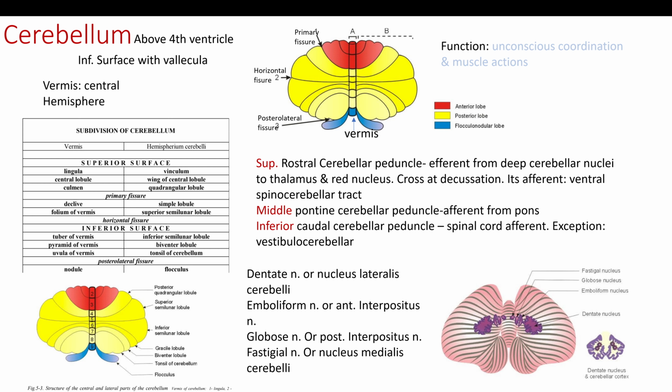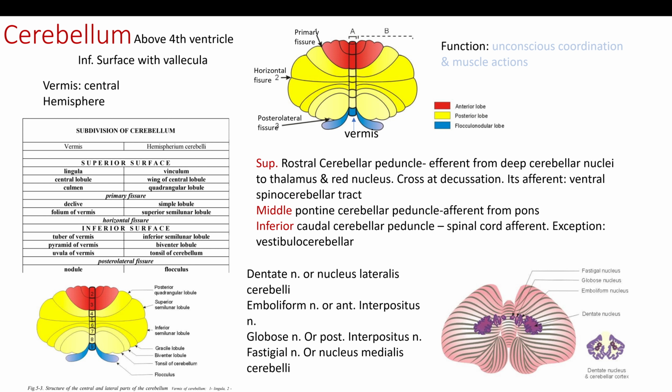The middle cerebellar peduncle is entirely afferent from the pons and carries pontocerebellar input. The inferior cerebellar peduncle is mostly afferents from the spinal cord, with the exception being the vestibulocerebellum. Fibers are going to the vestibular nuclei.